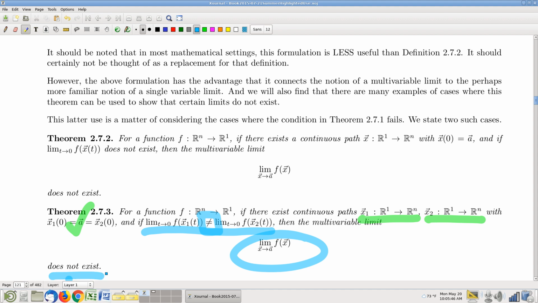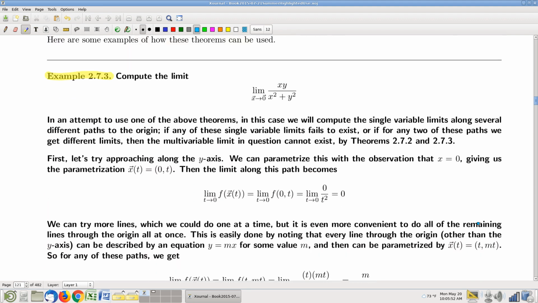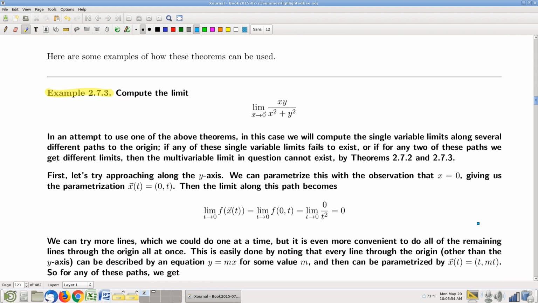Okay, all right. This is the very last thing we were talking about last time. Let's go ahead and look at an example. Here is an example. Let's look at this function here. We're going to approach the origin.